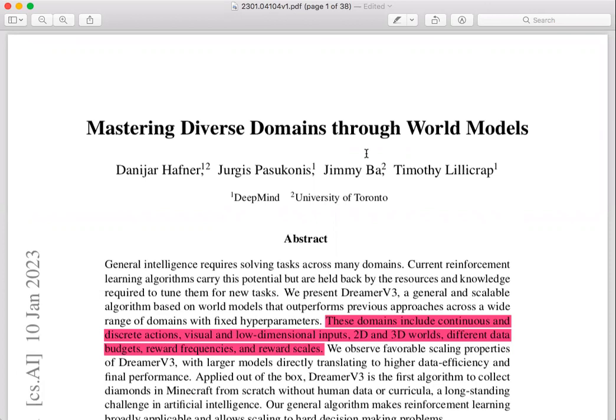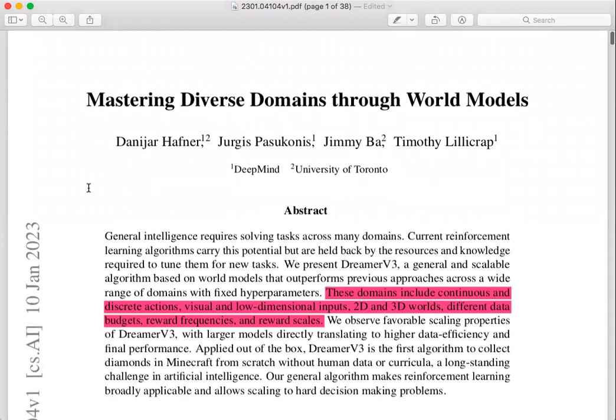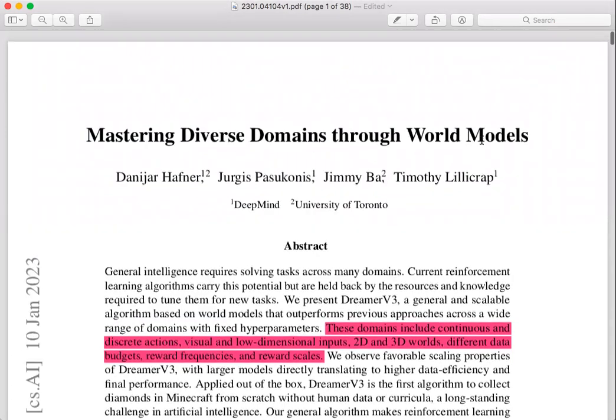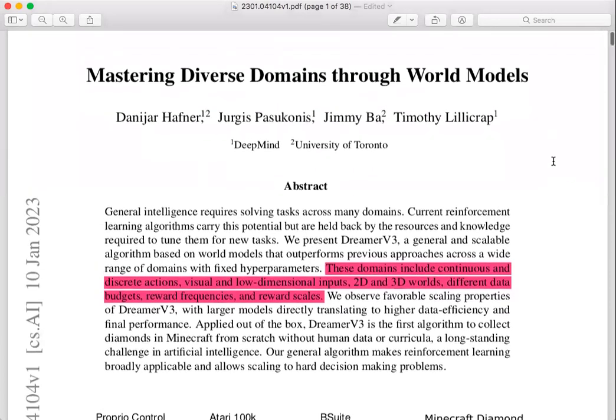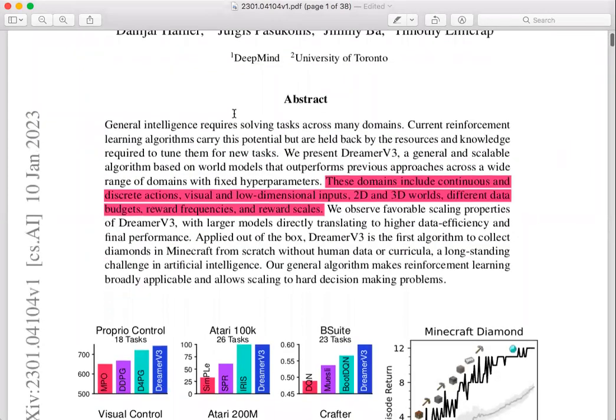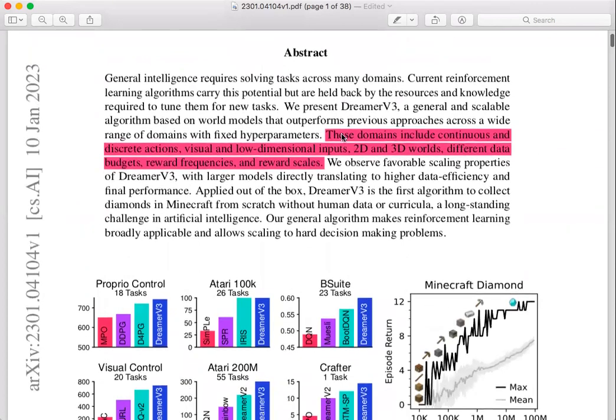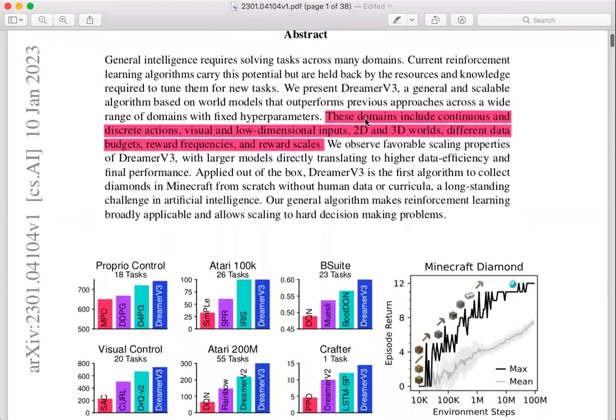Hello, everyone. I saw this come out recently from DeepMind and the University of Toronto and these authors here about a general intelligence model, a general and scalable algorithm based on world models. So these world models, I guess they call them domains. They talk about continuous and discrete actions, visual, low-dimensional inputs, 2D and 3D worlds, different data budgets, and so on.